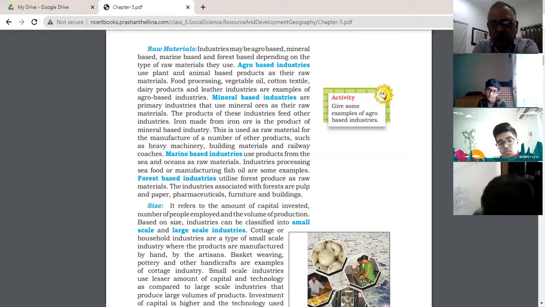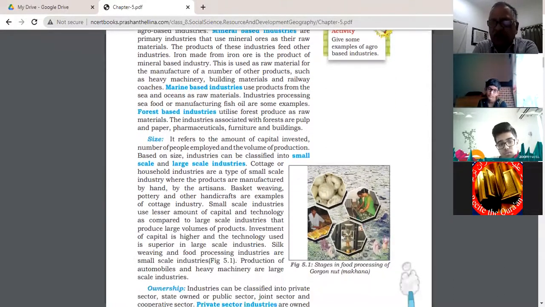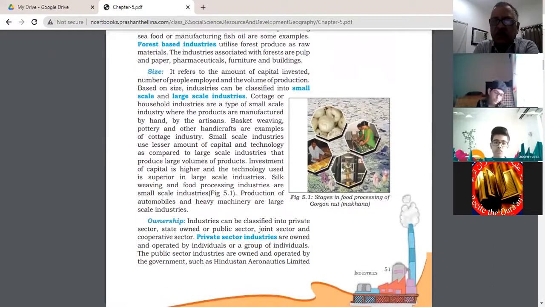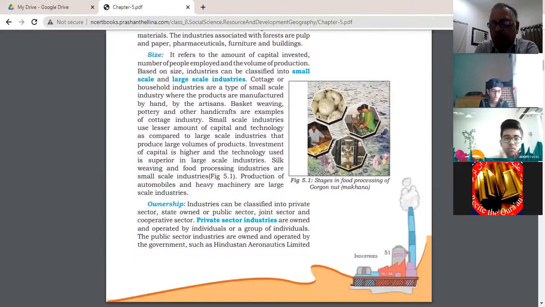Then there is classification of industry on the basis of size. Size means capital invested, number of people employed, and the volume of production, how much production is done. On the basis of that, the industries are classified on the basis of size. So on the basis of size, there are only two types of industry, that is small scale industry or the large scale industry.